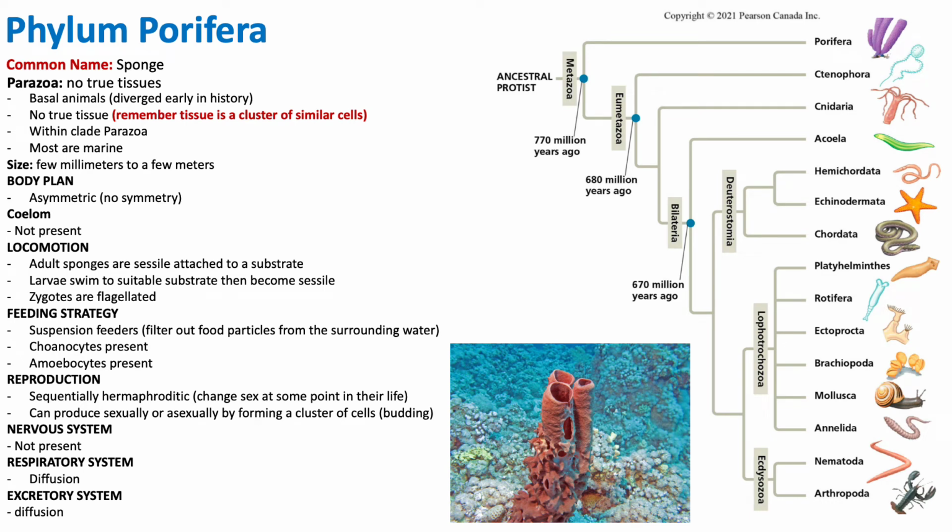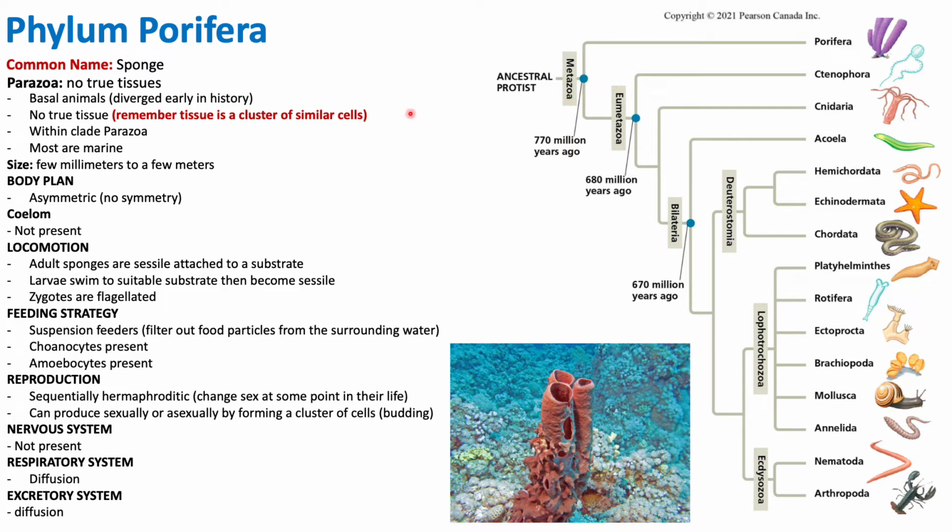Within our animal diversity, the first phylum that we have to know about is the phylum Porifera. The common name for Porifera is sponges, and these are aquatic marine species. What's important to note about phylum Porifera is that they are the basal taxon, which means that they were the first phylum to diverge, and they are most closely related to our ancestral protist. So the phylum Porifera diverged early in our evolutionary history of species.